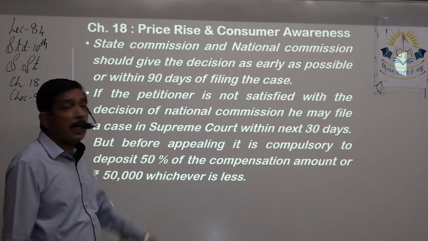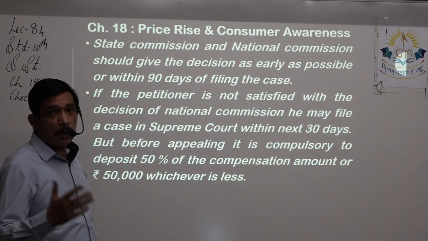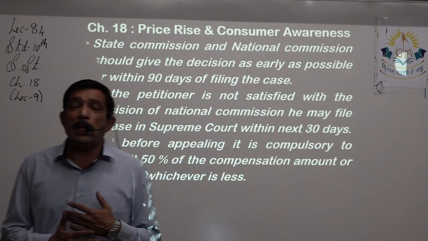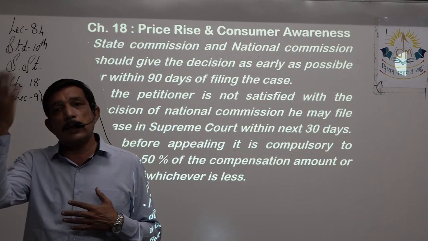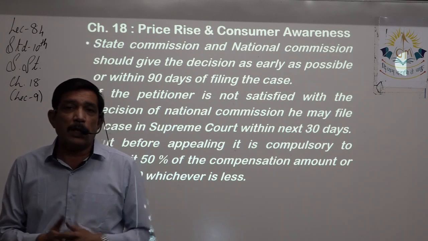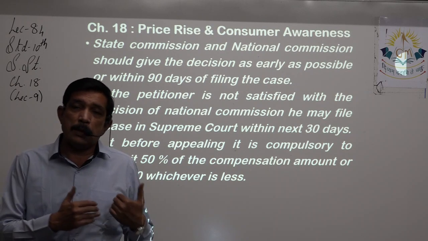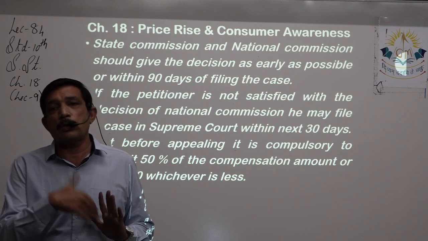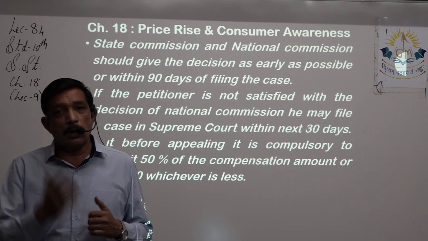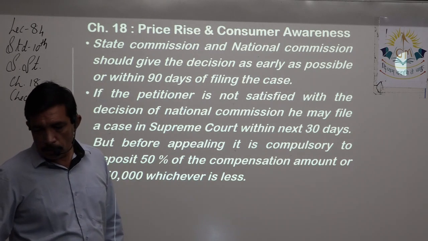But before appealing, it is compulsory to pay 50% of whatever the case is, or rupees 50,000, right? So here we see again a rise in the money that you have to deposit for fighting your case. Let us go ahead, right? At district level, the money was less. As you go to the state level, that increased from 25,000 to 35,000. Now it comes from 35,000 to 50,000.